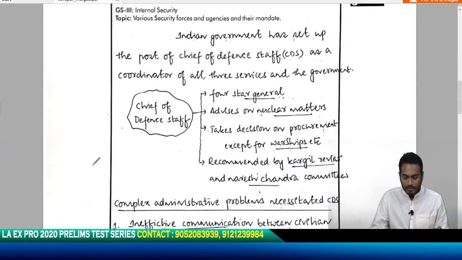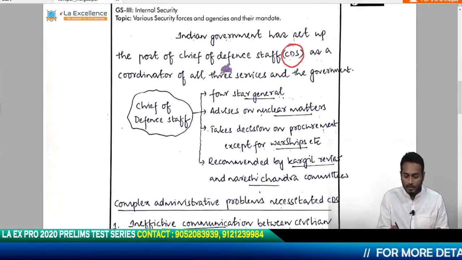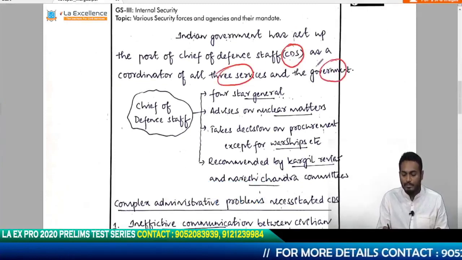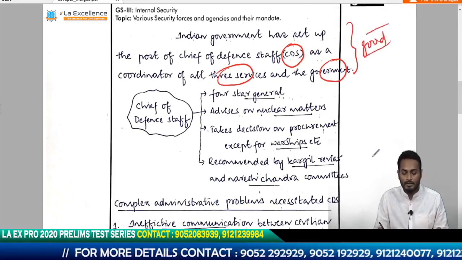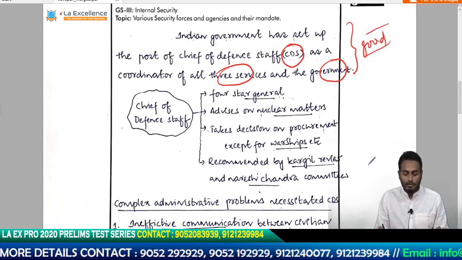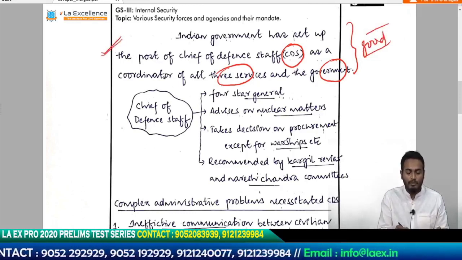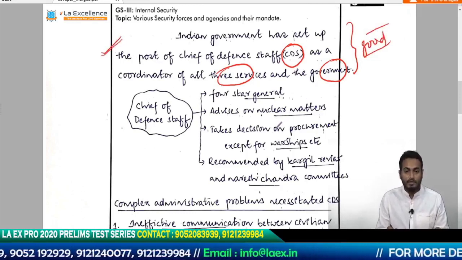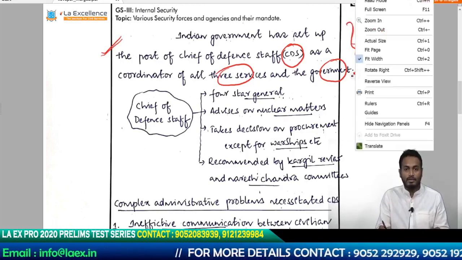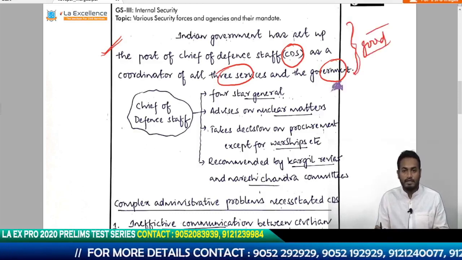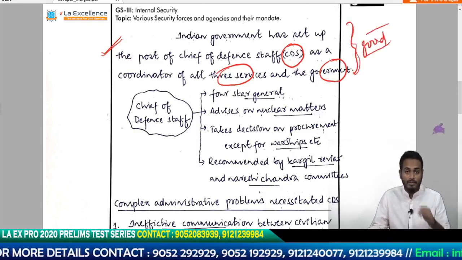Let's move forward. So the Indian government has set up the post of CDS as the coordinator of all the 3 services and the government. So this is a good introduction. This is a decent introduction for a 10 marker, in which you have 7 minutes to address. So in 20-30 seconds you finish this off, and you immediately move forward to write the rest of the subheadings. He probably started with a very simple introduction without loading it too much in terms of facts or content, because he has 4 subheadings to address.